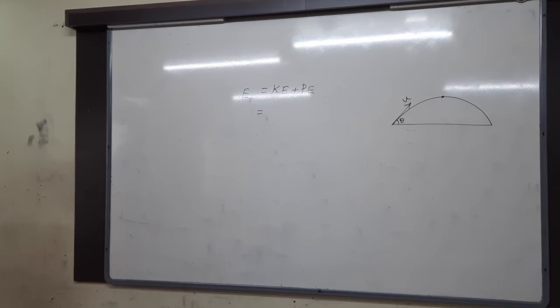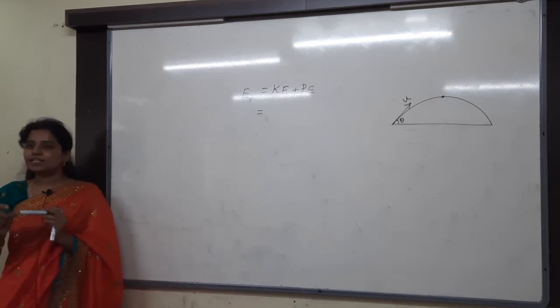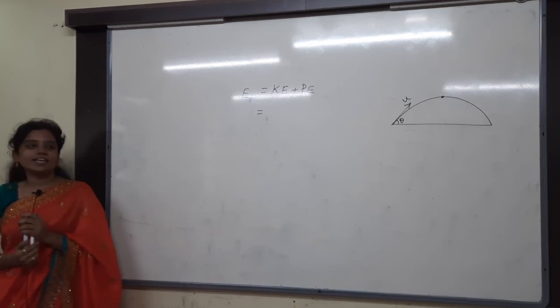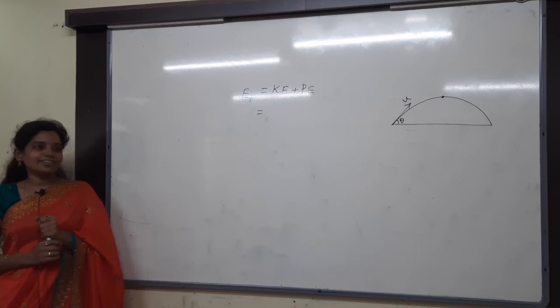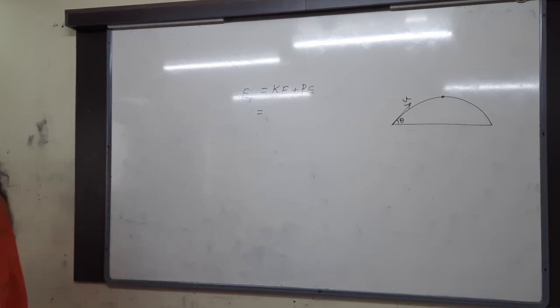Half m u square is the final answer. I am asking at maximum height only, you have to remember that mainly. Specially I am asking at maximum height. Half m u square is the answer. Half m u square only the answer is.